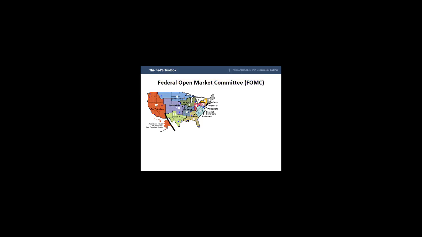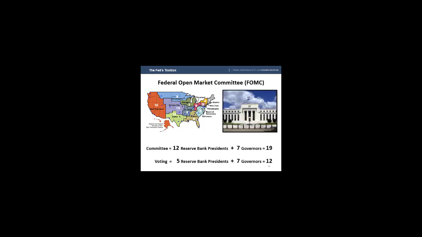And so let's take a look at that map. I'm living in Utah right now. Many of my students are living in Utah. So what Federal Reserve region are we in? We're in number 12. That's where Utah is. Of the 19 FOMC participants, 12 of the Federal Open Market Committee members vote on policy at any given meeting.